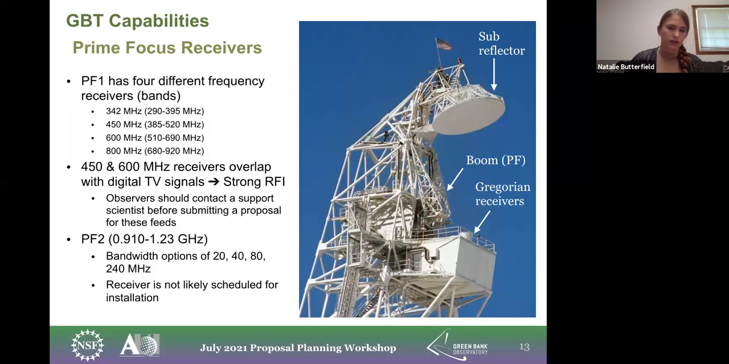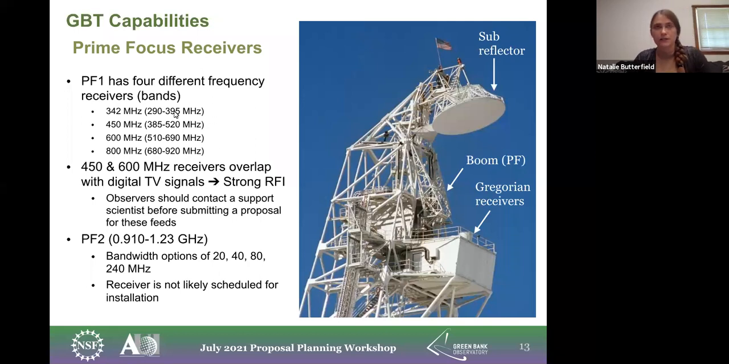Okay, so just to cover the prime focus receivers in a bit more detail. Prime focus has 4 main frequency bands in PF1. These are known as the 300 megahertz, 450, 600, and 800 megahertz receivers. The full frequency range is shown here in the parentheses.